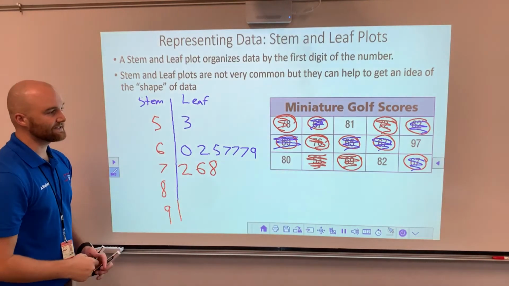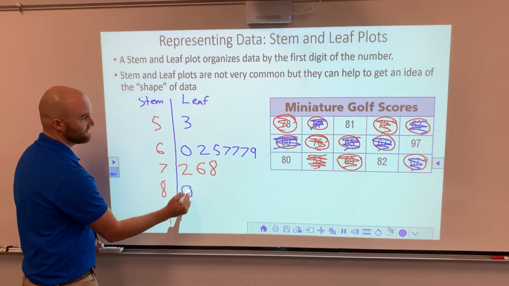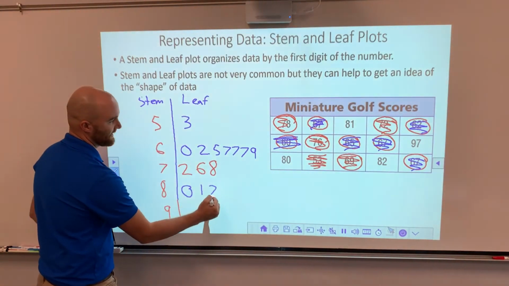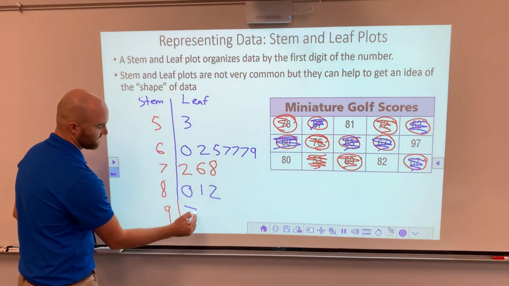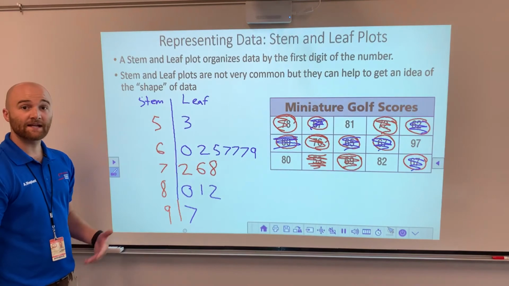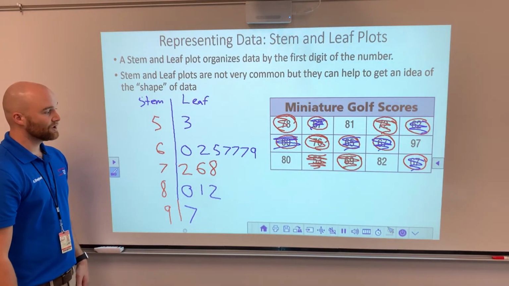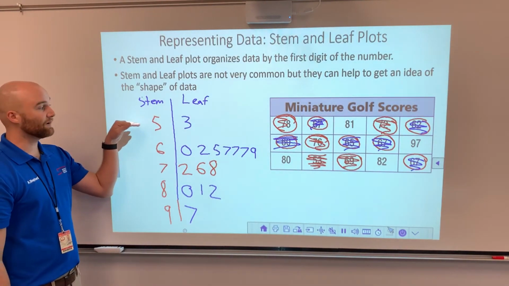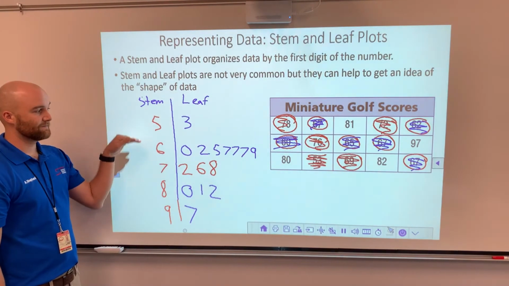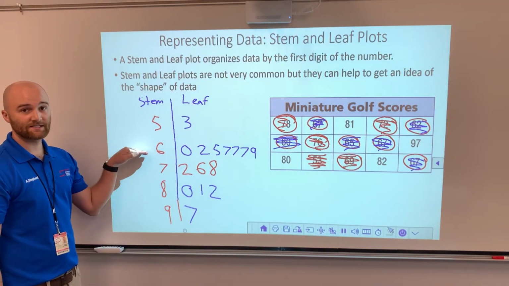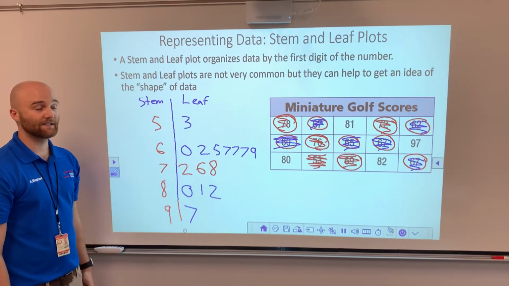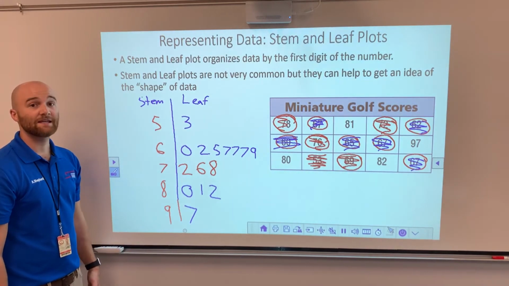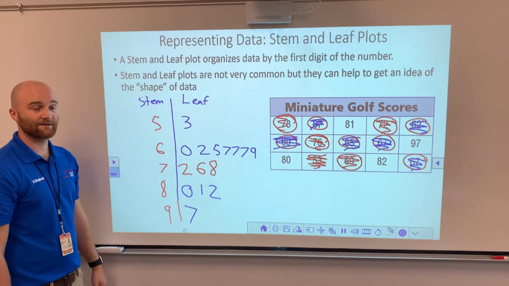Now I've got to do my 80s. I see an 80, an 81, and an 82. And then my 90s, I see a 97. This helps us to get an idea of the shape of the data. We can see that not very many people got in the 50s, but lots of people got into the 60s. So we can get an idea of what the shape of the data is. It helps us to see, in general, where is everything.